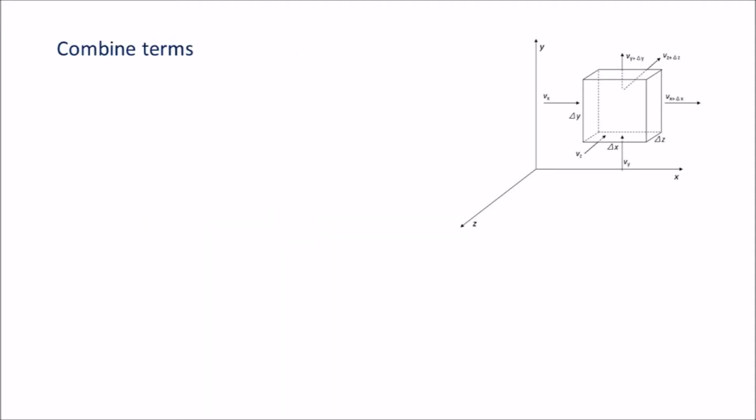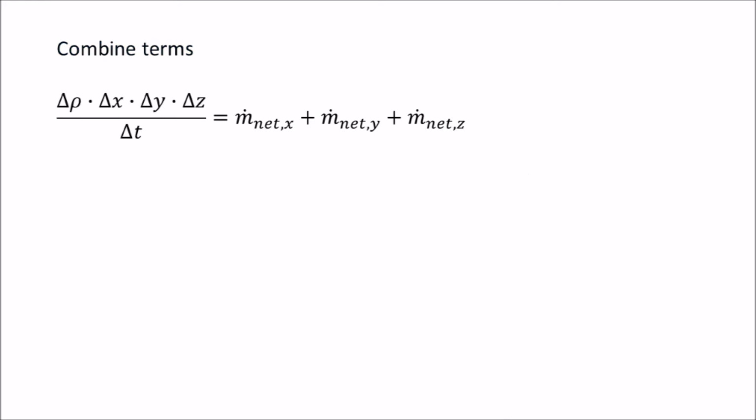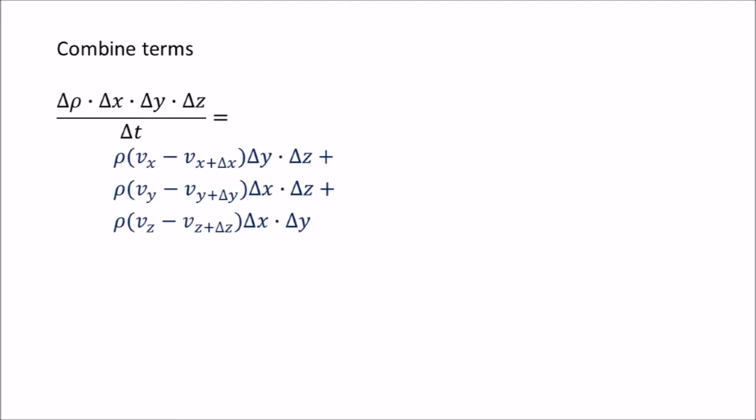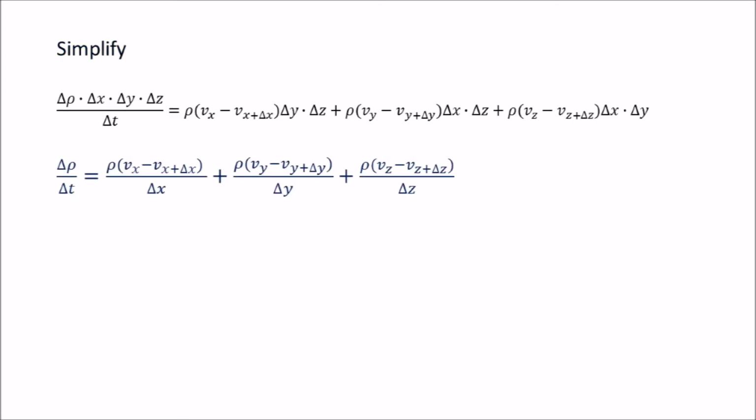Now we can combine the terms that we found with our rate of accumulation equal to the sum of the net flow rates in each direction, each of which we just found an expression for. We can simplify this expression by dividing by delta x, delta y, and delta z, which gives us terms that each depend on the change in only one variable.